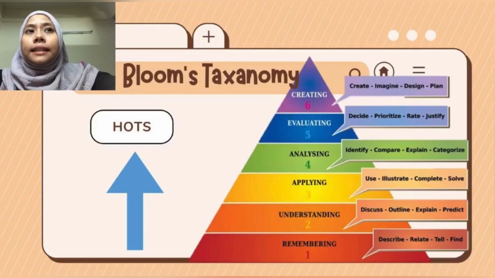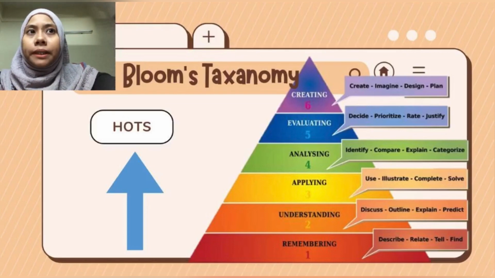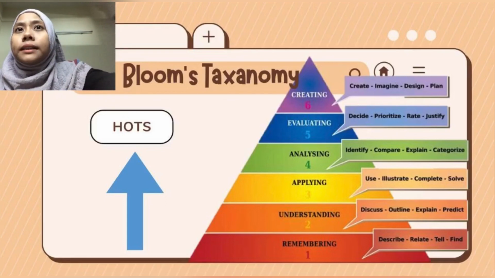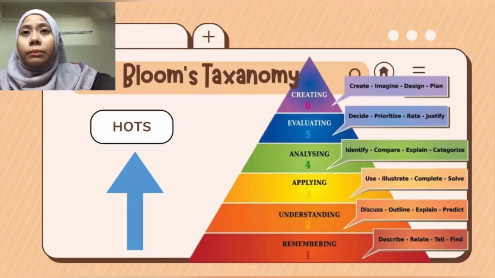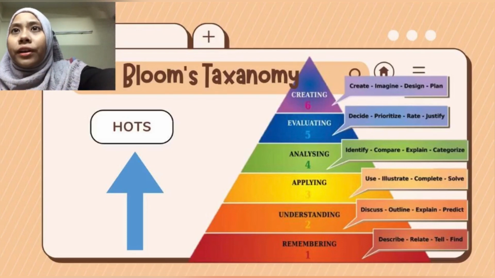Overall, there are 6 levels in Bloom's taxonomy, and the first level, we start from below, is to remember. Example activities at the remembering level, we suggest memorizing a poem, recalling state capitals, remembering mathematical formulas, and among the verbs that we use for remember are to describe, relate, tell, and also find.